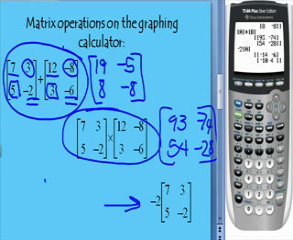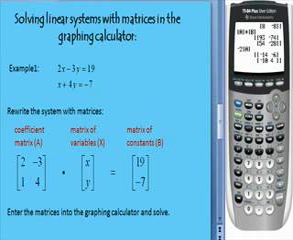So I've got an example here, and kind of some steps. So the first thing with my example, here's my example. I have 2x minus 3y equals 19, and x plus 4y equals negative 7. The first thing you want to do is rewrite the system with matrices.